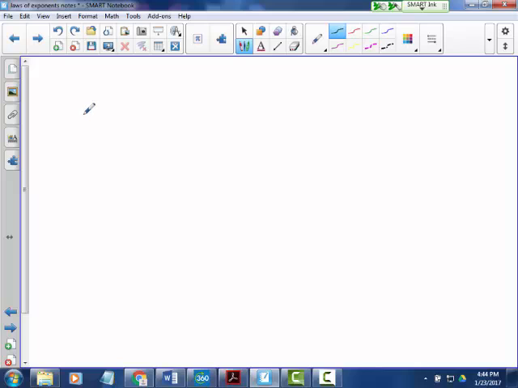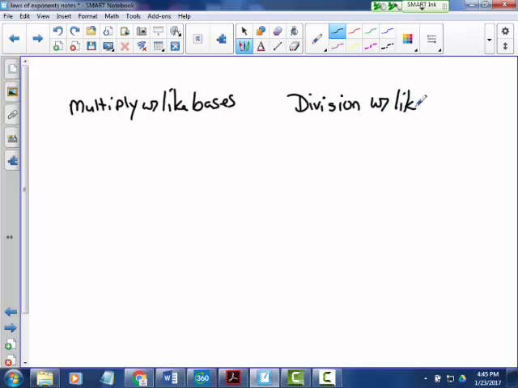We just looked at the power rules, and I want us to look at why they work for a minute. We have multiplying with like bases, and we have division with like bases. We said the rule for multiplying was if you were multiplying, say, a to the third times a to the sixth, you would change that to a to the 3 plus 6, which is a to the ninth.